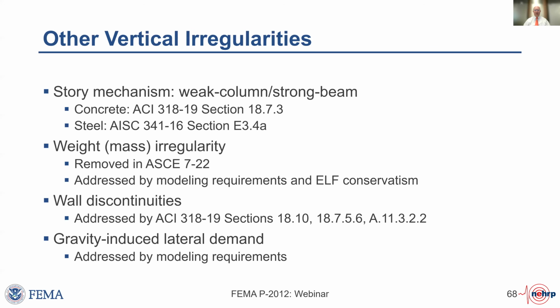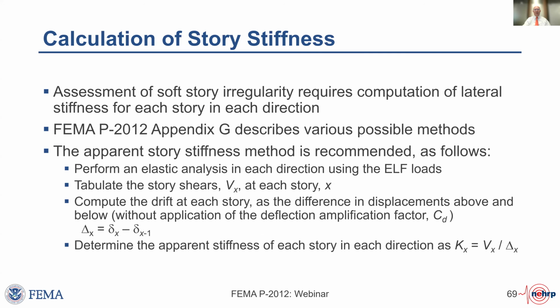Wall discontinuities for concrete walls are addressed in ACI 318, not in ASCE 7. And we talked about how thinking about gravity-induced lateral demands, that's something we need to do in our analysis, or else the results are suspect. Before we can consider these vertical issues, though, we need to get on the same page on how to calculate story stiffness and story strength.